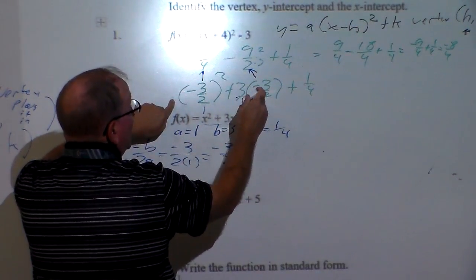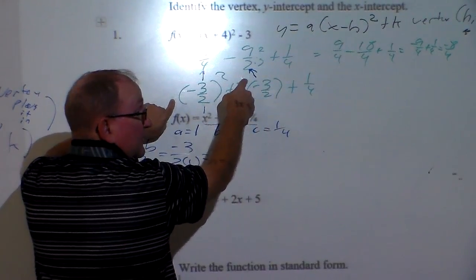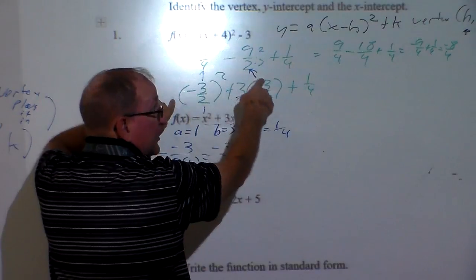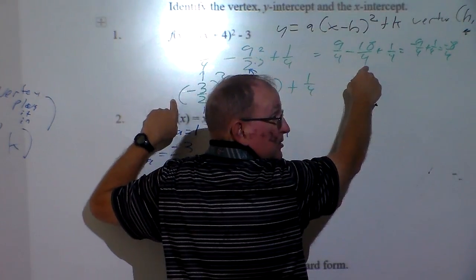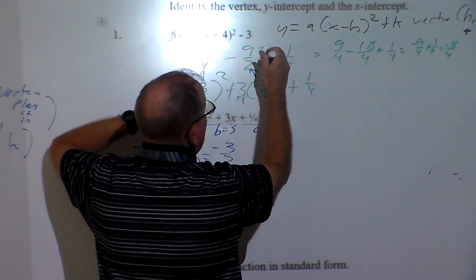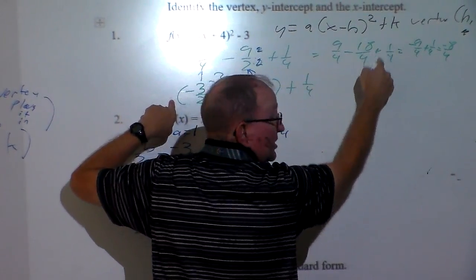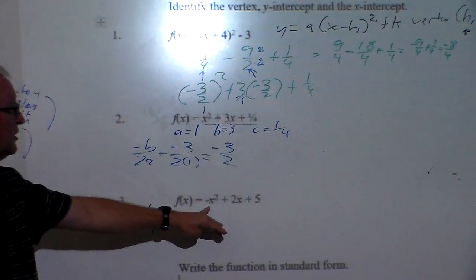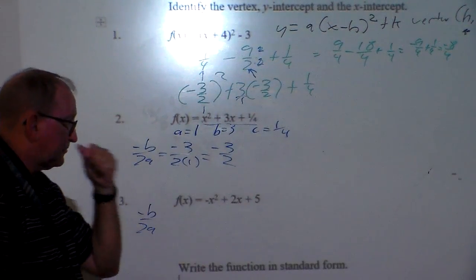Right. There's 3, that's 3 over 1. That's negative 9 halves. Okay, plus 1/4. And then in order to add fractions, you have to have a common what? Common denominator. That's why for 9 halves, I multiplied it by 2, I got the 18 fourths. Okay. Negative 18 fourths.